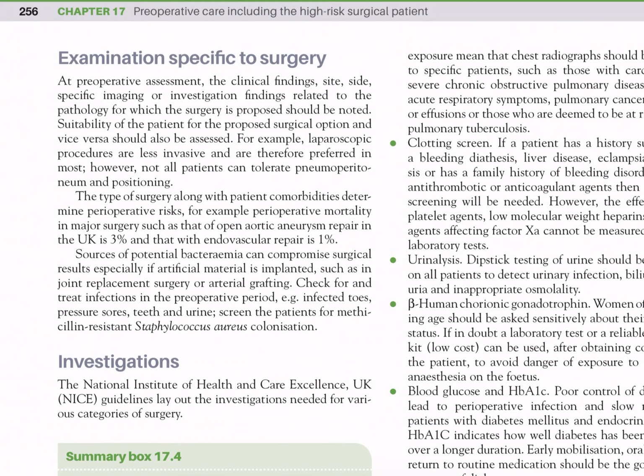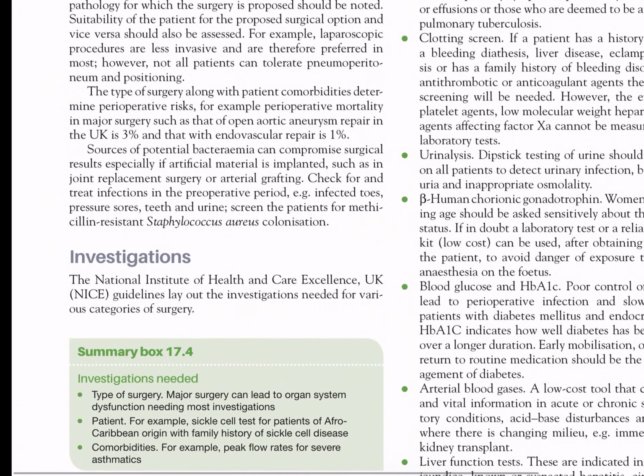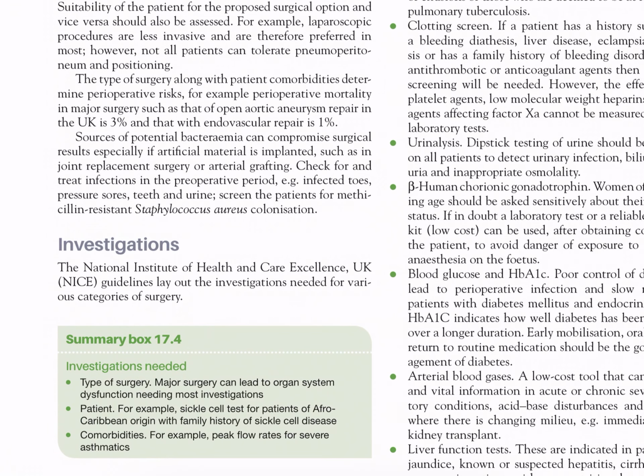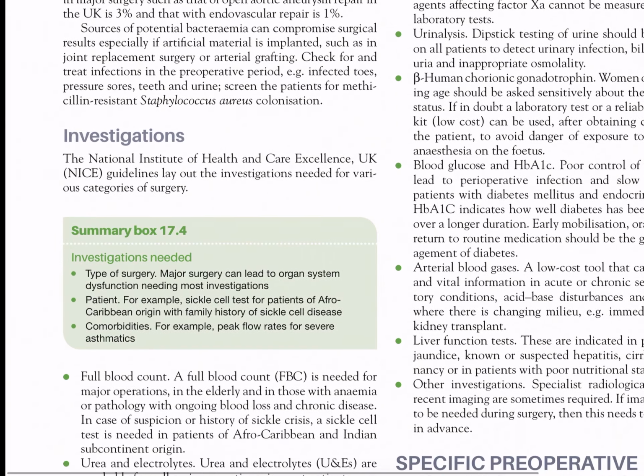Sources of potential bacteremia can compromise surgical results, especially if artificial material is implanted, such as in joint replacement surgery or arterial grafting. Check for and treat infections in the preoperative period. Example, infected toes, pressure sores, teeth and urine. Screen the patients for methicillin-resistant Staphylococcus aureus colonization.